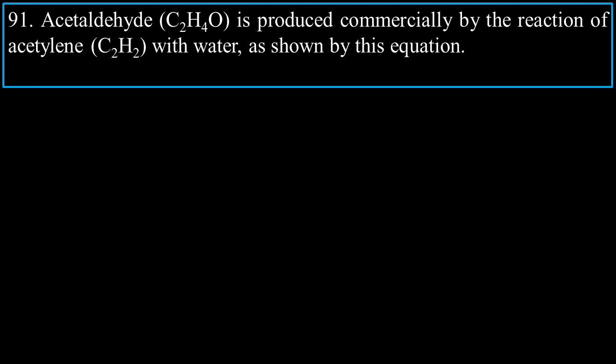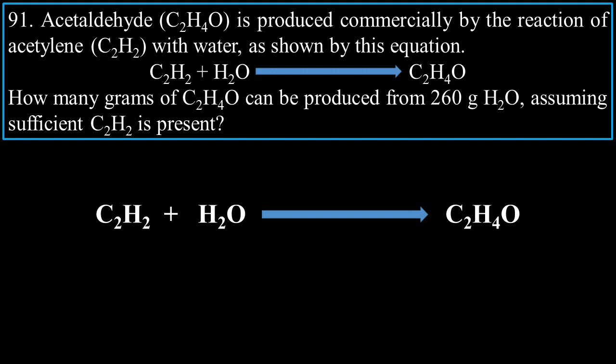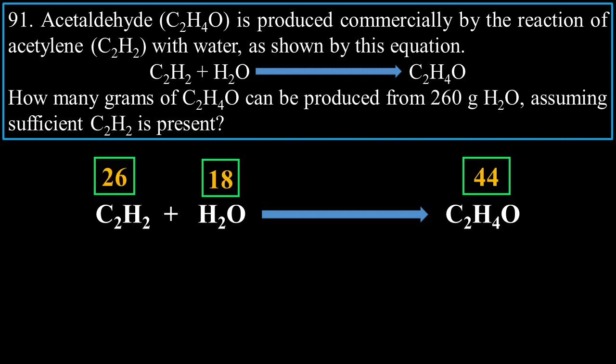Acetaldehyde is produced commercially by the reaction of acetylene with water as shown by this equation. That's the equation, and it is balanced as it's written. How many grams of C₂H₄O can be produced by 240 grams of water, assuming sufficient acetylene is present? Well, there are the stoichiometric masses. That's very quickly done. So you should be able to go to that point.